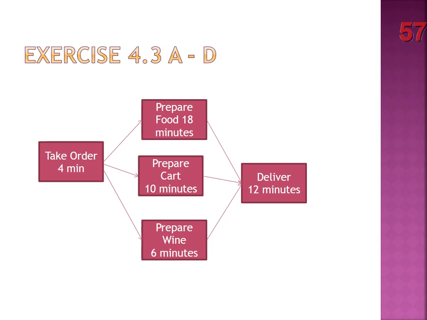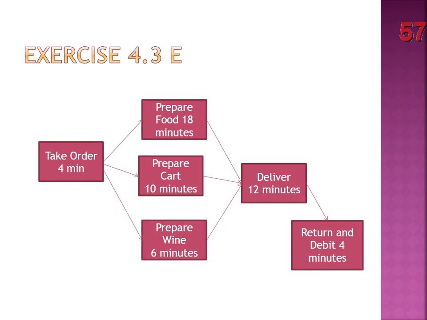Now redefine the process to begin upon receipt of the order and end upon debit of the account, and repeat parts A and B. So all we would do here is add that return and debit for 4 minutes and refigure everything. The critical path would still be across the top, because that's the longest of those parallel paths. We would just add 4 minutes to that. That is the end of the examples that I have for you.